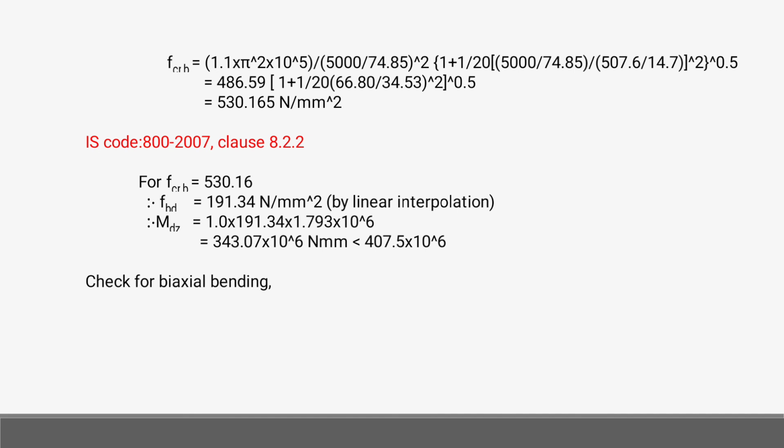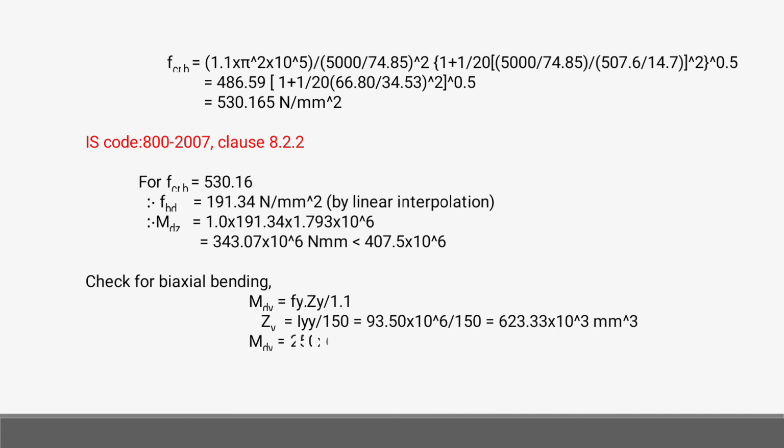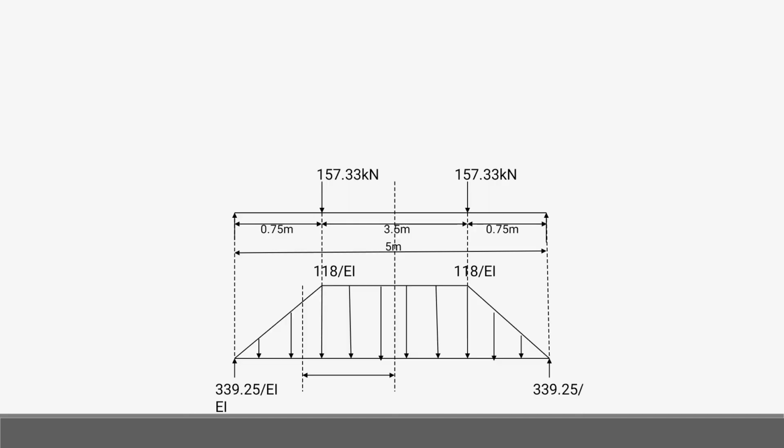So check for biaxial bending also. MDY is equal to Fy Zy divided by gamma 1.1. We know the Zy formula, Iyy by 150. So you know the MDY formula. Find Zy and MDY, and you get 141.67 kilonewton meter. See the diagram, all the values are marked on the diagram.